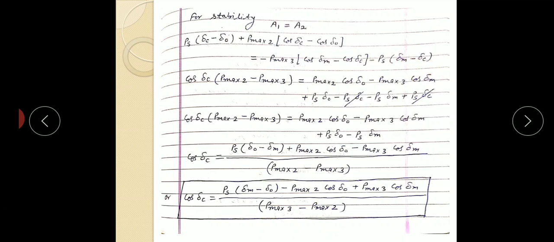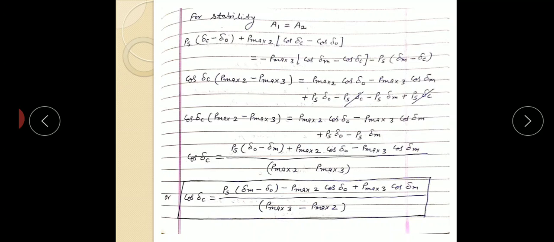So take common cos delta C, then we have Pmax2 minus Pmax3, that is equal to Pmax2 cos delta naught minus Pmax3 cos delta m plus Ps delta naught minus Ps delta C minus Ps delta m plus Ps delta C. So this cancels out. After solving, finally we get this equation: cos delta C is equal to Ps(delta m minus delta naught) minus Pmax2 cos delta naught plus Pmax3 cos delta m, divided by Pmax3 minus Pmax2.